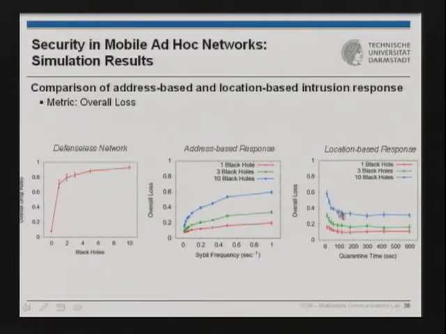But what we can see is that although we have higher loss for the location-based approach than for the address-based approach, due to the intrusion response mechanism itself, we're able to have a lower overall loss for the location-based approach than for the address-based response. Still, loss rates of some 35% in a black hole case are not tolerable, and I will come back to how to improve this on a later slide.